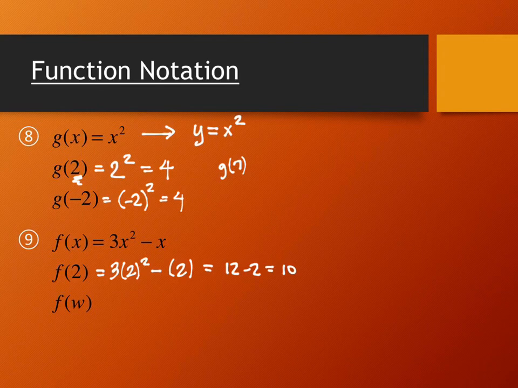The last one on this slide looks sort of funny. You're like, well, there's a w there now. What do I do with it? You literally just rewrite it with w's in there. There's no simplification. So now it's 3w squared minus w. That's all.